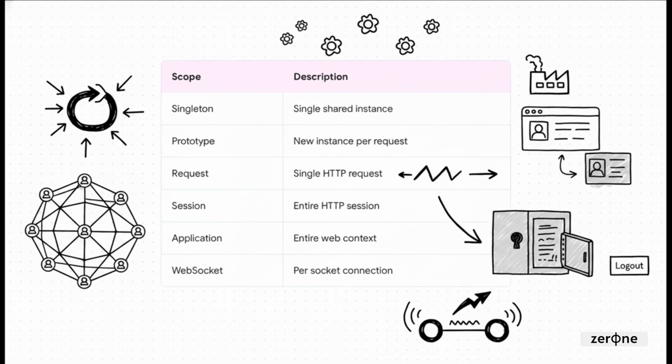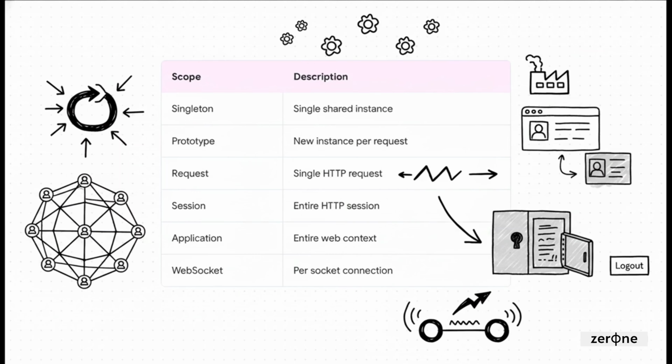There are 6 primary scopes you need to know. Singleton is the absolute default. The container creates one single shared instance of that object for the entire application to use. It's highly efficient. On the flip side, prototype scope generates a brand new instance every single time the object is requested. Then we have 4 scopes specific to web applications. Request scope lasts for just a single HTTP request. Application scope is shared across the whole web context. WebSocket scope is tied to an active socket connection.